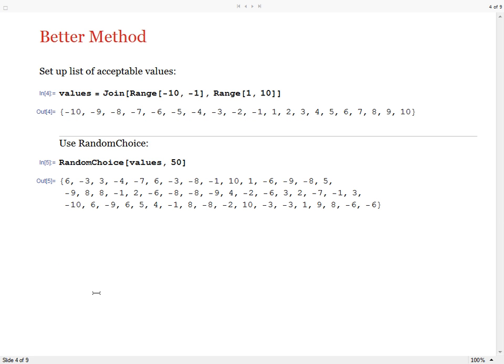A better way to solve this problem is to begin by setting up a list of the acceptable integer values. In this case, we join the list of integers from -10 to -1 to the list from 1 to 10 to get this list of 20 acceptable values. 0 is not in the list, of course. Then we can use the function RandomChoice, which takes a list as its first argument and generates random choices from that list. So here are 50 random integers between -10 and 10, excluding 0.